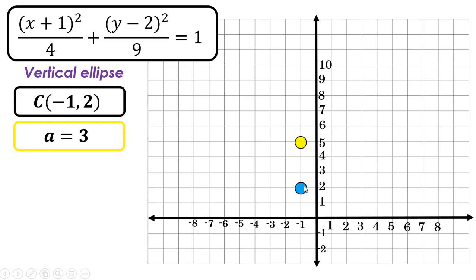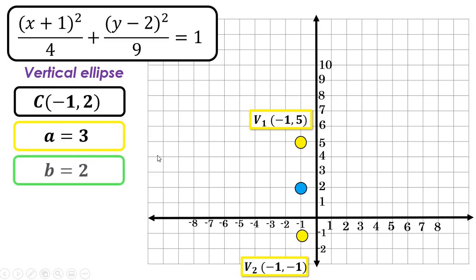So we count 3 units above, 1, 2, 3. That will be the first vertex plotted at (negative 1, 5). Then count 3 units below the center. That will be the second vertex at (negative 1, negative 1). Next, we need the value of b to plot the co-vertices. And that will be the square root of the lower number, which is 4. So square root of 4 is 2.